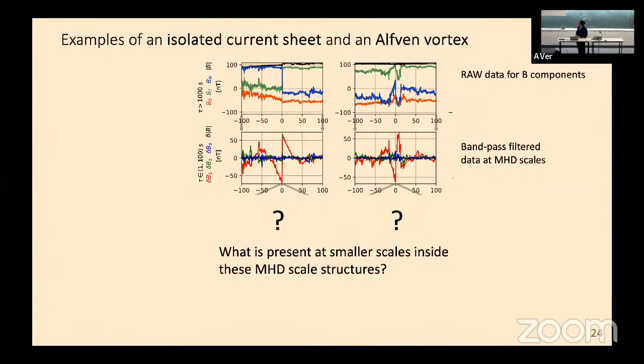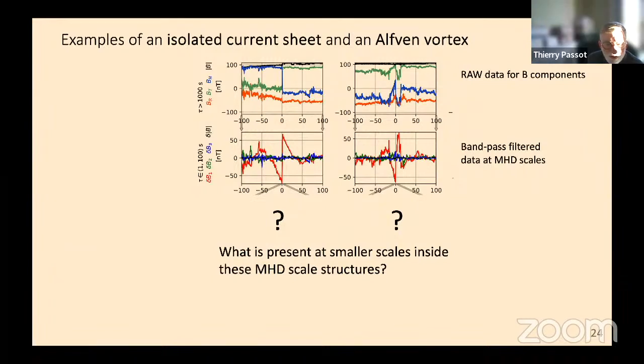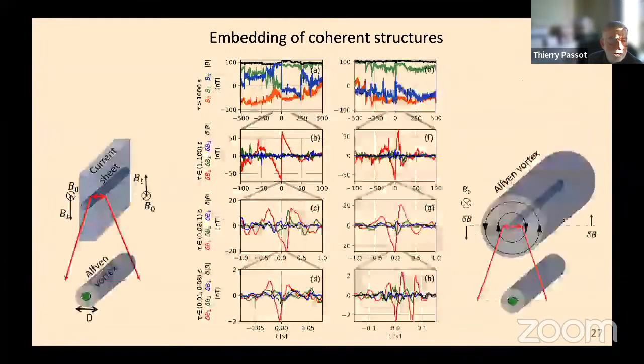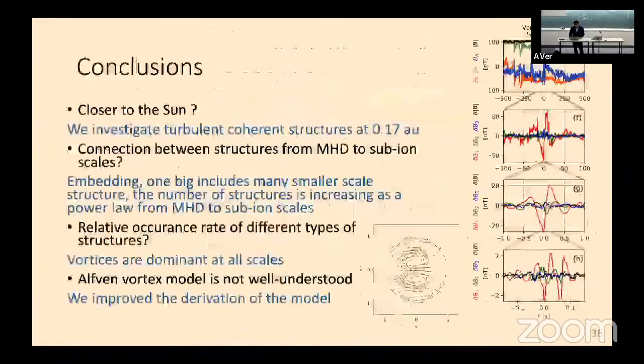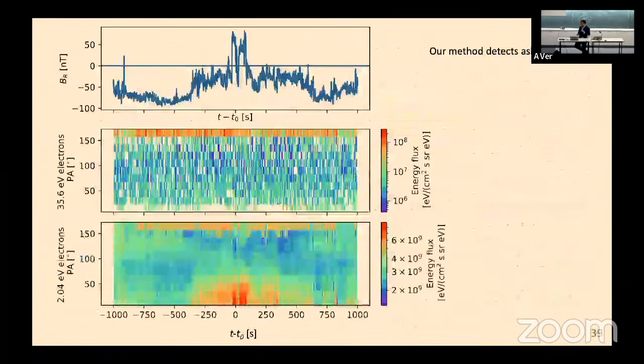In your opinion, what is the main difference between Perrone's 2020 work and yours? The first is that Perrone was analyzing the coherent structures only at ion scales. In my case, we are analyzing MHD, ion and sub-ion scales. Besides that, we are showing the embedding of smaller scale structures into larger ones. Perrone was not studying that.